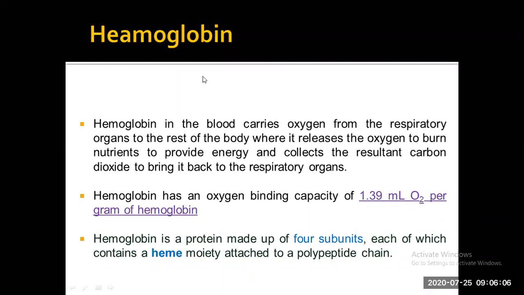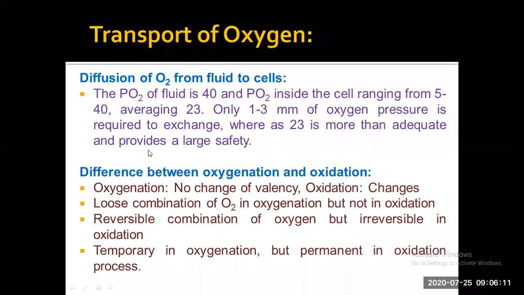Okay, dear students, last class we discussed the topic of transport of oxygen in our respiratory system. Oxygen is transported via the oxygenation process. It's not an oxidation process. We have already mentioned that hemoglobin is responsible for this transport system, and the process is called oxygenation, not oxidation. There are some differences in these two states.